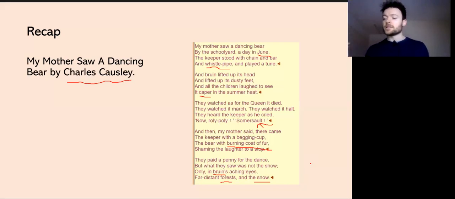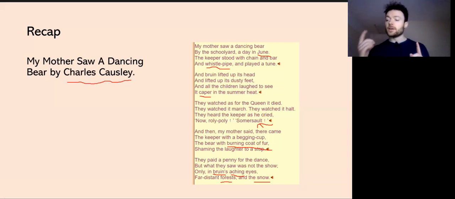Now, question 7, as I've said: why is there far distant forest and the snow in the Bruin's aching eyes? Okay, so aching eyes, it's a lovely description. What it's saying is it wishes, it longs to be in those forests, in the snow, okay? It's not where it should be, because it's being kept against its will, okay? It's a horrible, horrible situation for that bear to be in, and this poem captures that really well. It captures that horrible emotion that the bear is feeling.